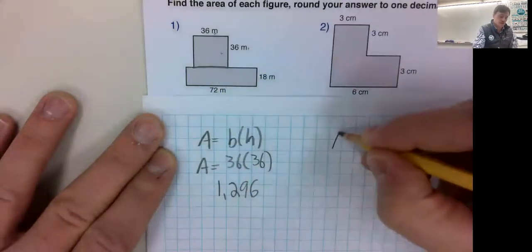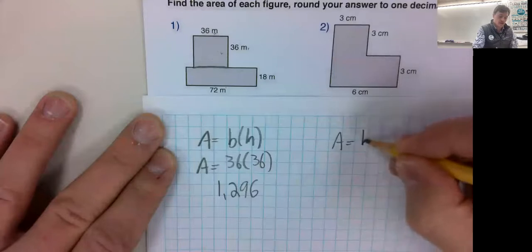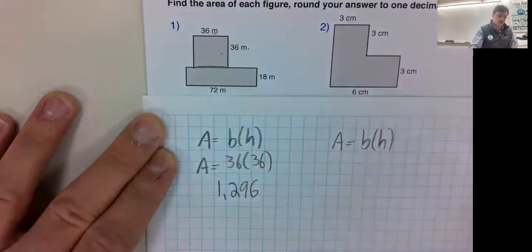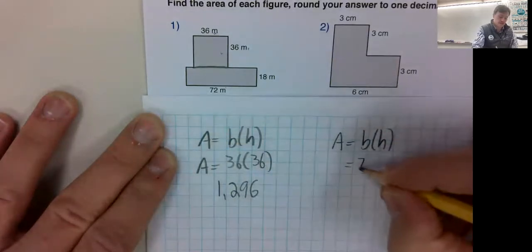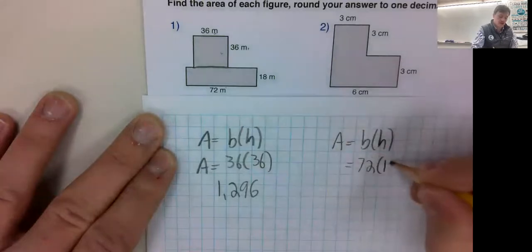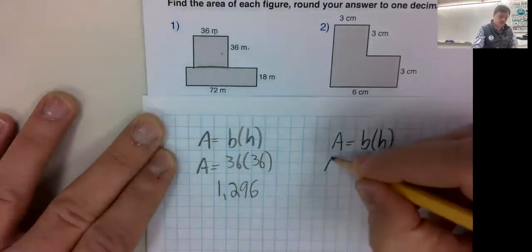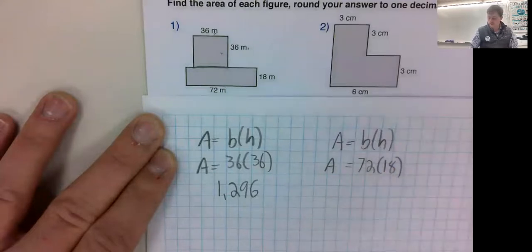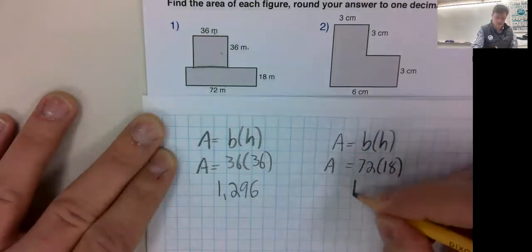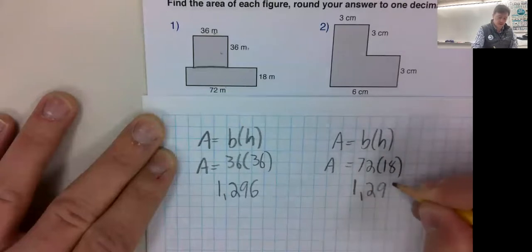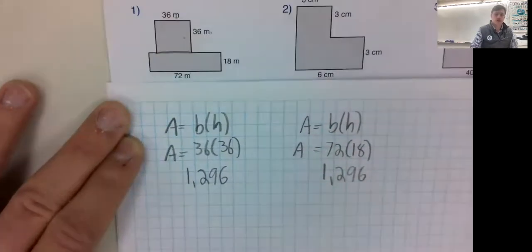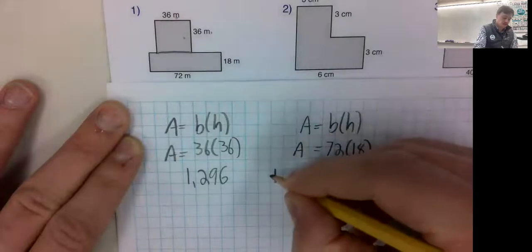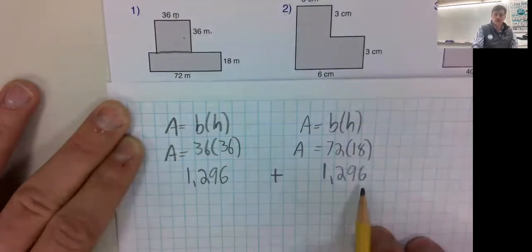Shape number two, A equals, again, I'm using base times height. The base for this one is 72. The height is 18. I just need to now multiply the base times the height, 72 times 18. And that is also 1,296. Interesting.